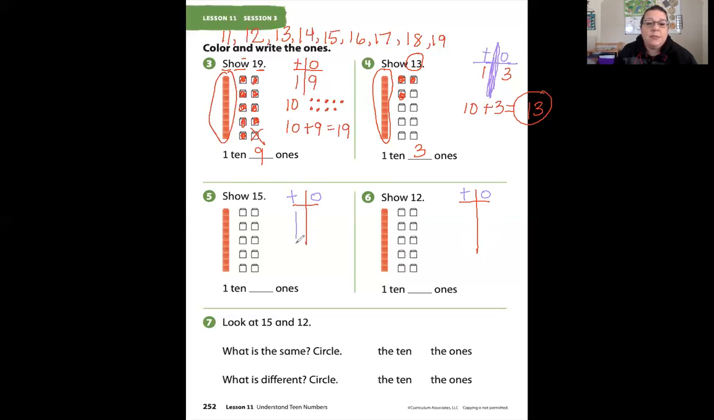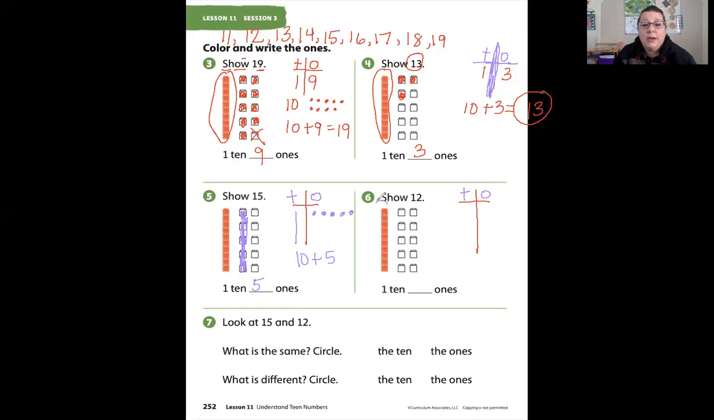We know that teen numbers always have 1 ten and some ones. So here it says 1 ten and 5 ones. The value is 10 plus how many ones? 5. So here we would color in one side of a ten frame, which is just like 5 fingers, right? 1 ten and 5 ones is 15.